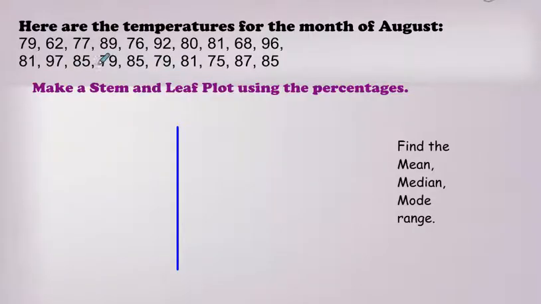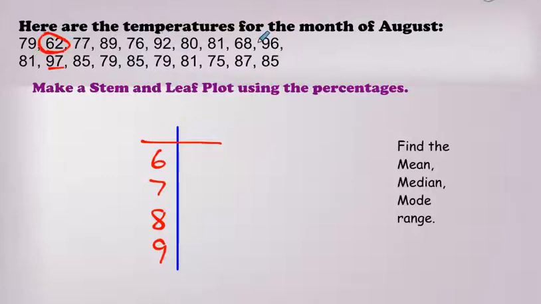We're going to look at the temperatures for the month of August. If you notice, this data is not in order, and it would be much easier if my data were in order. So I first want to look at my highest and my lowest. My lowest is 62, and my highest goes into the 90s. So my stem and leaf plot goes from the 60s to the 70s, to the 80s, and to the 90s. I'm going to look at my 60s first.